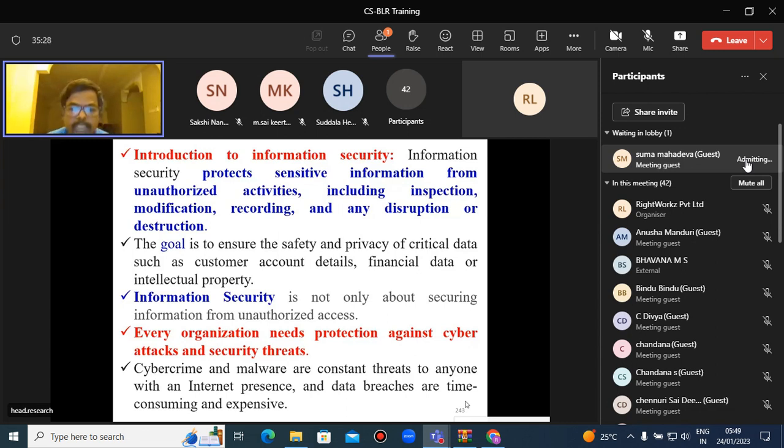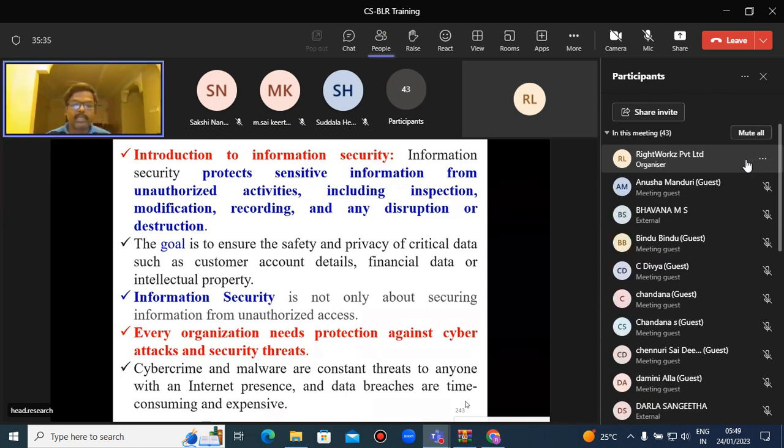Every organization needs protection against cyber attacks and cyber security threats. Cyber crime and malware are constant threats to anyone with an internet presence, and data breaches are time consuming and expensive. Internet means network of networks, and a data breach is nothing but a cyber crime or cyber attack, a malicious attack. So cyber crime and malware are two constant threats.